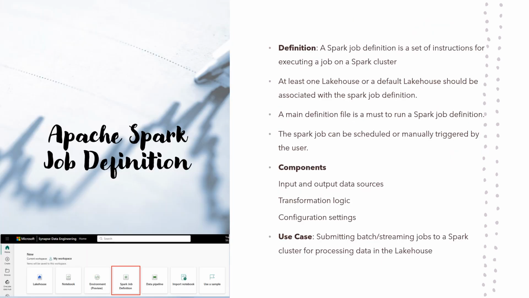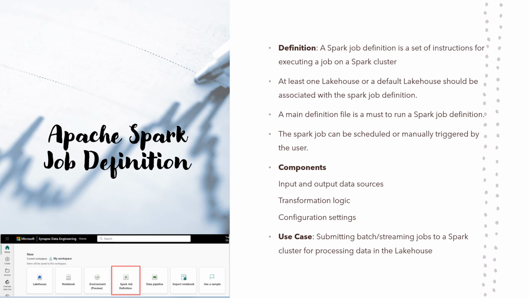There is another tool available in Microsoft Fabric items which is called Apache Spark Job Definition. A Spark job definition is a set of instructions for executing a job on a Spark cluster. It includes information such as the input and output data, data sources, the transformations, and the configuration settings for the Spark application. Apache Spark Job Definition is very useful for creating and scheduling our Microsoft Fabric items.